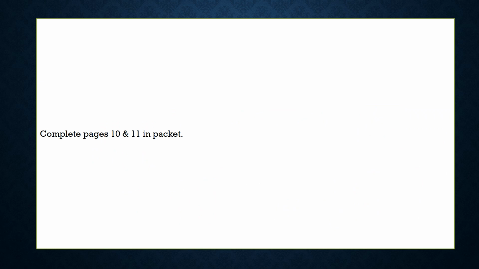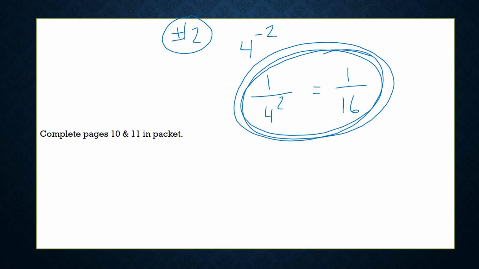So you're going to do pages 10 and 11 in the packet. I would like you to simplify each expression. For example, if we look at number 2, we have 4 to the negative 2. I want to see every step written. The next thing I want to see is you rewrite it as 1 over 4 to the second power. Then we'll simplify that further to be 1 over 16. I want to see this whole step on every problem that you have.